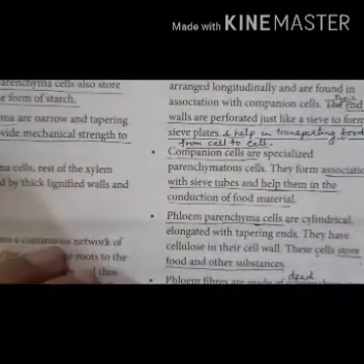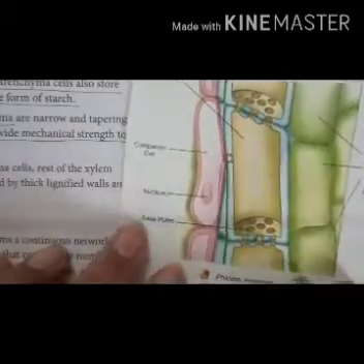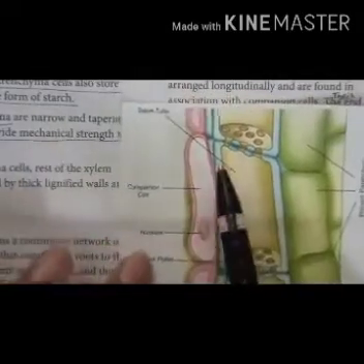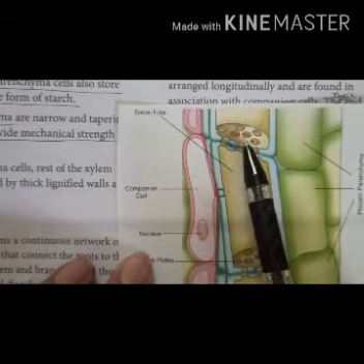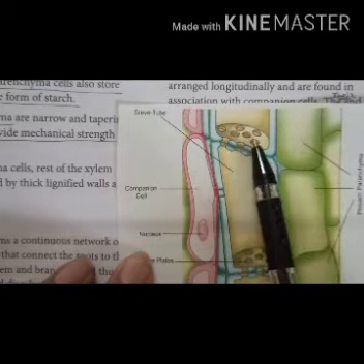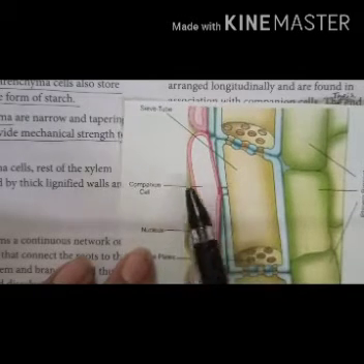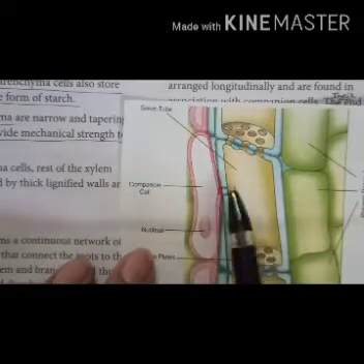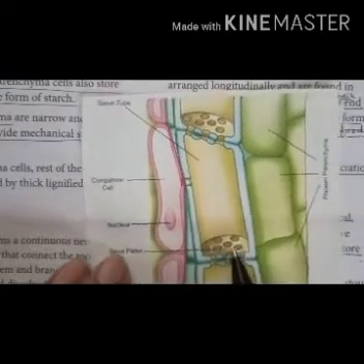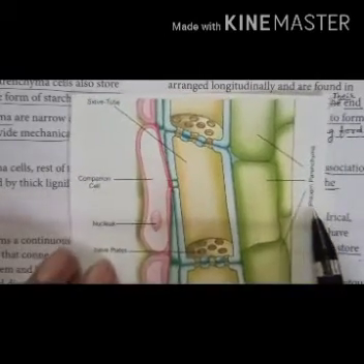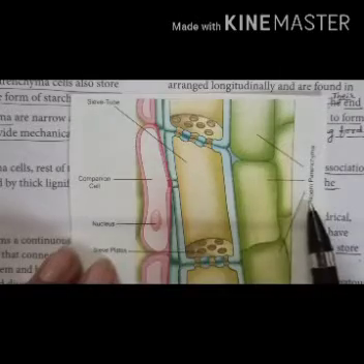Now just look at the structure of a phloem. These are sieve tubes, and the ends of the sieve tubes are perforated. These holes are there. And these are companion cells, which are supporting cells. And in the same way, this sieve plate is there, and on the side you can see phloem parenchyma.